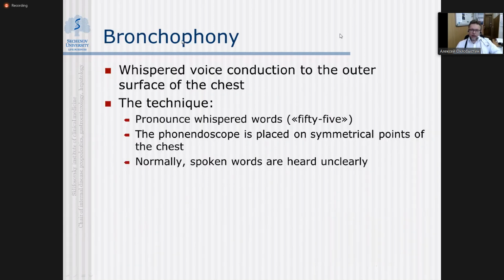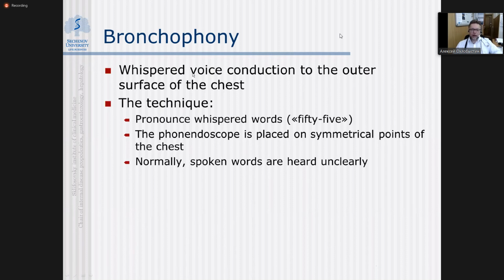And bronchophony. Bronchophony is the auscultatory equivalent to tactile fremitus. If tactile fremitus is the sign elicited by palpation of the chest, bronchophony is evaluated by phonendoscope. The difference is that bronchophony requires a whispering sound, and therefore, if it is enhanced, we call that whispering bronchophony or whispering pectoriloquy. That is some kind of benefit in comparison to tactile fremitus.